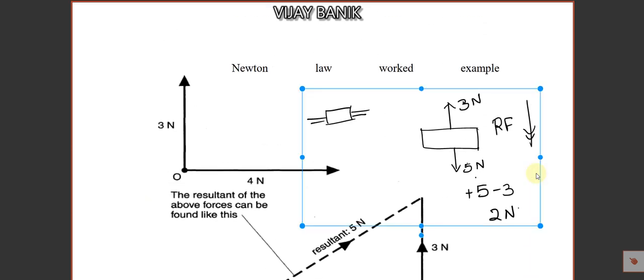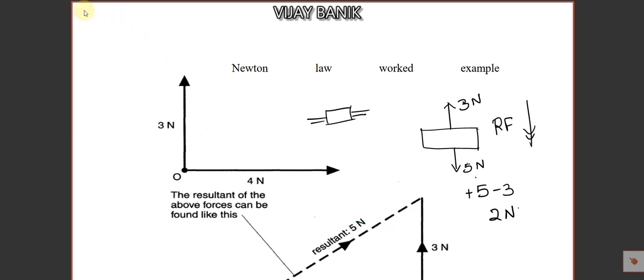Let me delete these things. Okay, so all these days, if there was horizontal, they would have just given us horizontal, and we have to just do plus minus. And if there was vertical, it would have been vertical, and we had to do plus and minus. That's it.